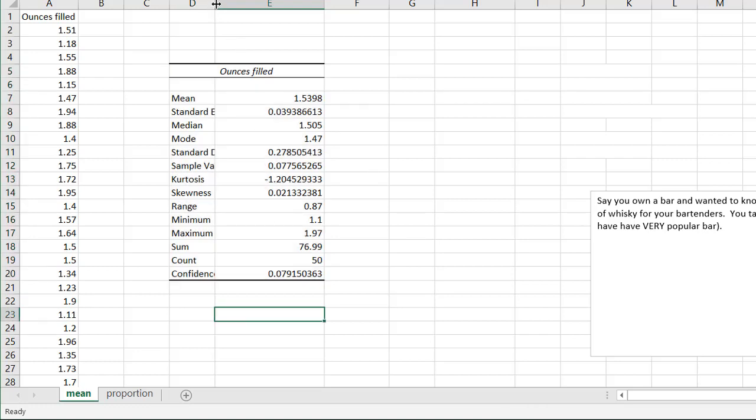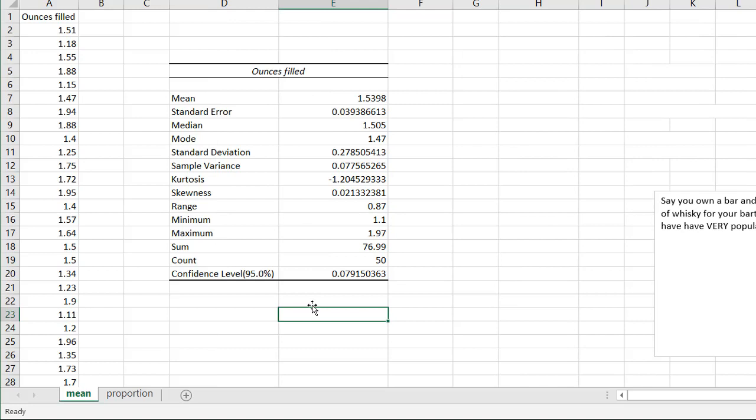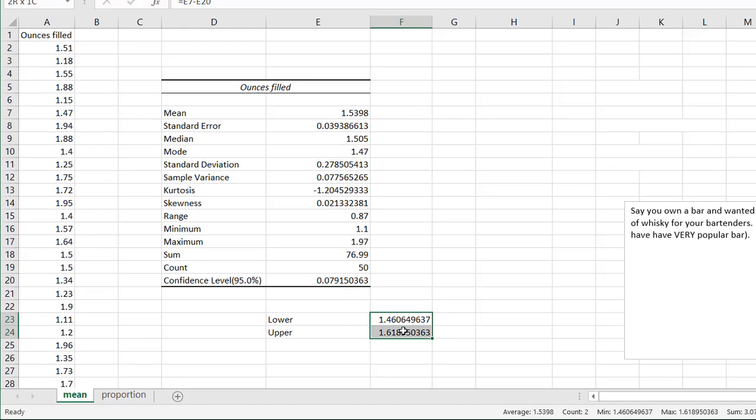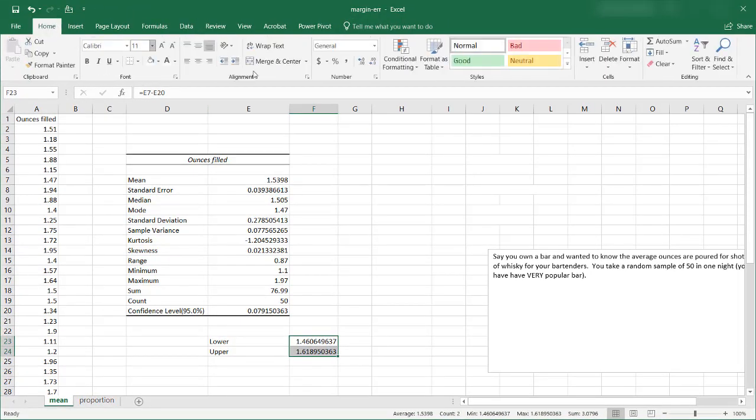Let's double click this to auto fit. My lower bound and my upper bound, I'll show you how you get to it. So basically my lower bound is my mean minus my confidence level here, and the upper bound is the mean plus the confidence level here. Let's make this a little bit smaller, reduce the decimals. Well, let's just go to the hundredths decimal.